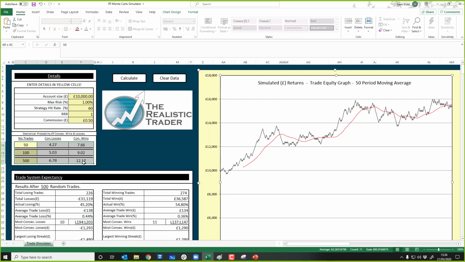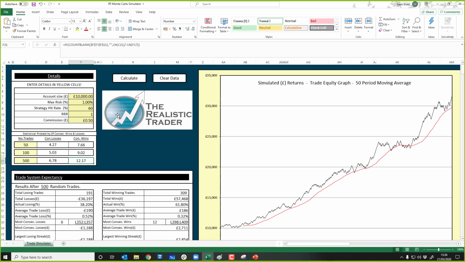Now let's have a look over here. You can see streaks. So this is after 50 trades, 100 and 500. With a 60% hit rate, look at this. You have a maximum of, say, 12 wins in a row, or 9 after 100. But look at this. Over a 500 trade block, you could have up to 6, maybe 7 trades in a row that lose. And that's going to hurt.